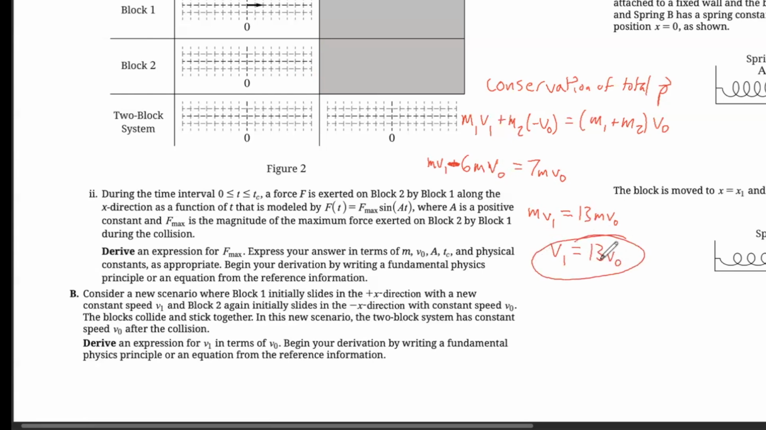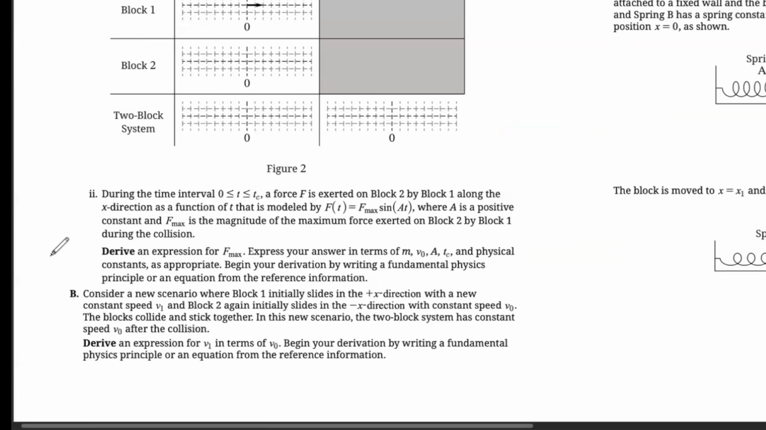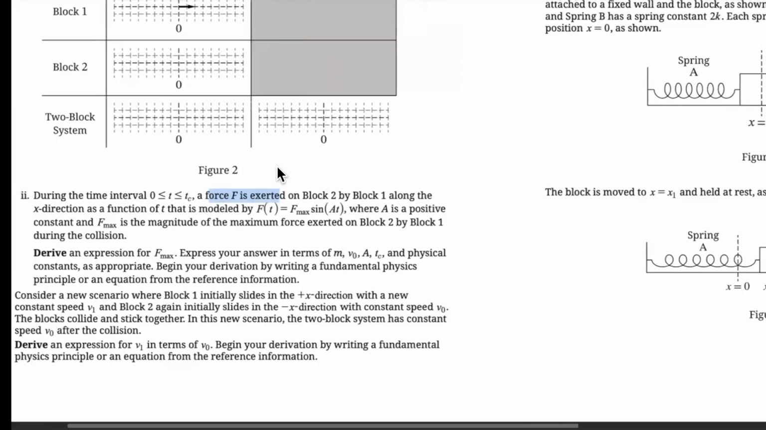Easy. So just a normal conservation of momentum problem. There we go. All right, that's question one. I don't even know how long that took. I'm kind of curious, I can't see how long I've been recording right now. Okay, whatever. Let's take a look at question two now.